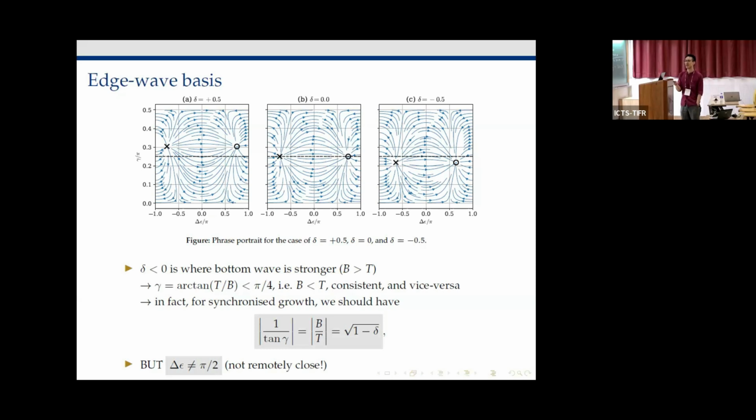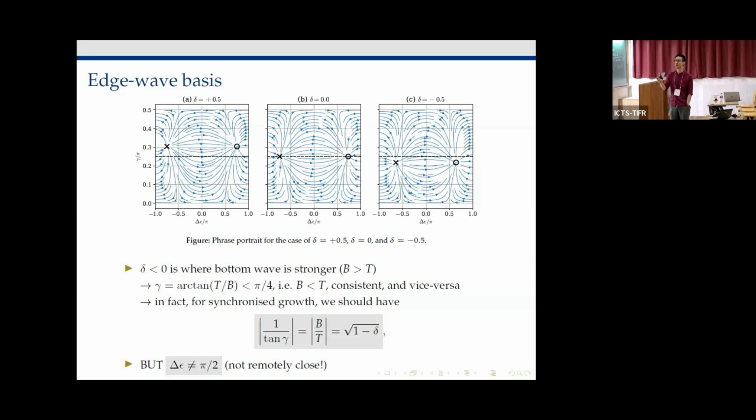In the standard Eady problem, gamma is defined by arctan T over B. In the standard Eady problem, this is pi by 4, so this is pi by 4 when T over B is 1. This is telling you that in the standard Eady problem, your top and the bottom wave are symmetric. They have the same amplitude. We argued previously in the negative delta case, you are strengthening your bottom, adding to the bottom wave, making the bottom wave stronger.